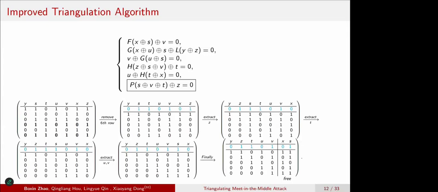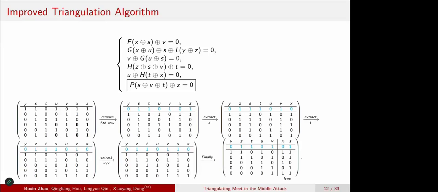Now let's continue to consider the equation system. The whole process is illustrated in the following matrices. After extracting y, instead of immediately marking the remaining variables as free, we analyze the number of variables included in each remaining unprocessed equation and prioritize the equations with the largest number of variables.